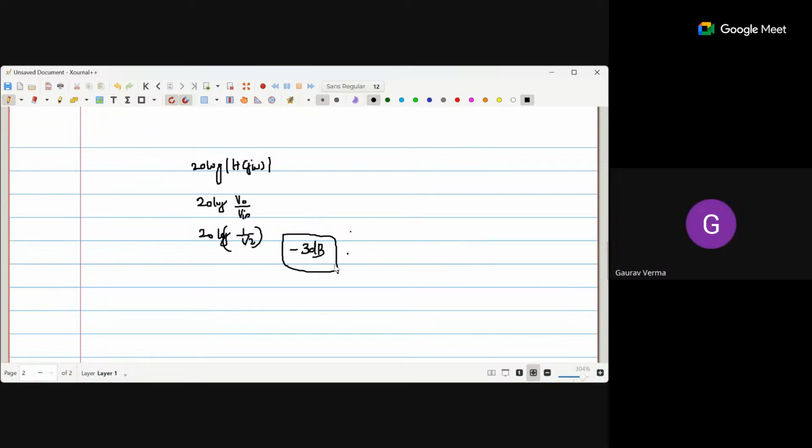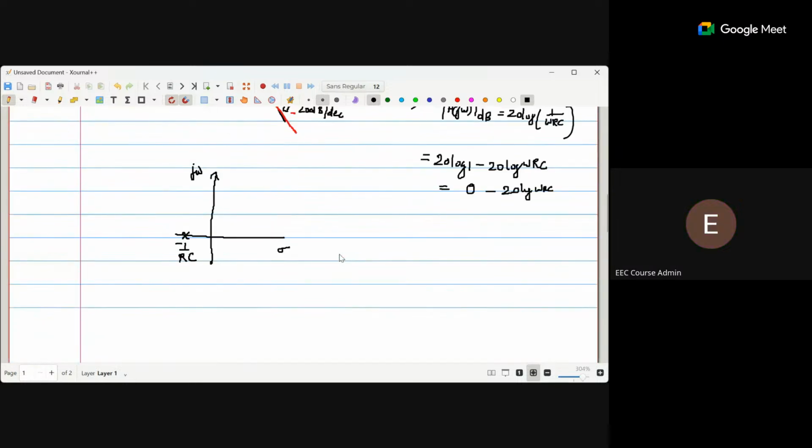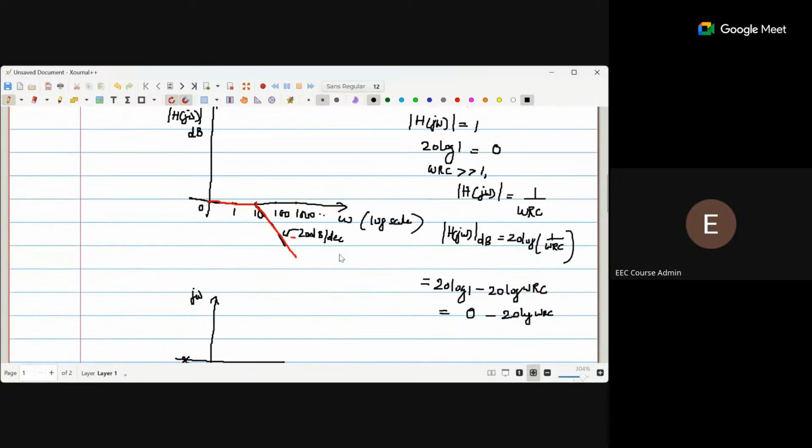So how will this look on the Bode plot? In the Bode plot you have to see where that 0 dB line comes. Then from that you subtract 3 dB to come to minus 3 dB, and then project it to the frequency, I mean the x-axis. This is the 0 dB line, right? So you subtract 3 dB from there. That means somewhere here, correct?